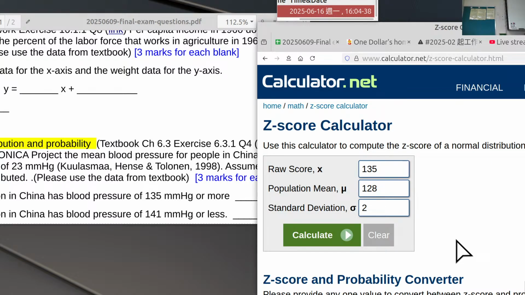Type 128 for the mean. Actually, it's a sample mean, not the population mean, but because the sample size is large, we can use the sample mean to represent the population mean. Then type 23, and as in the first question, we can type 135.